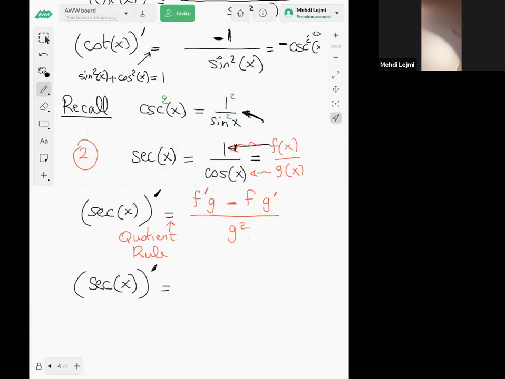So f prime is 0 times g. G is, of course, cosine. So 0 times cosine. Then there's a minus, then f. What's f? F is 1. So minus 1 times g prime. What's the derivative of g? G is cosine, and we proved that the derivative of cosine is minus sine.